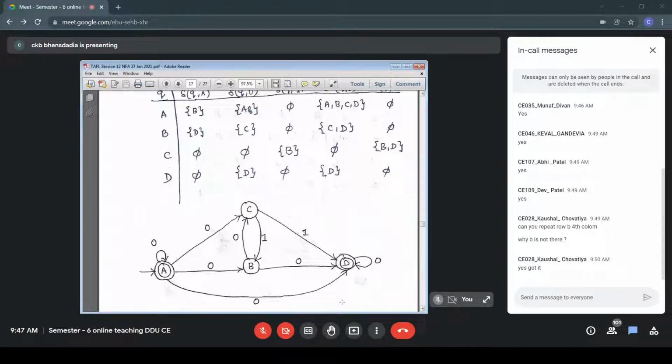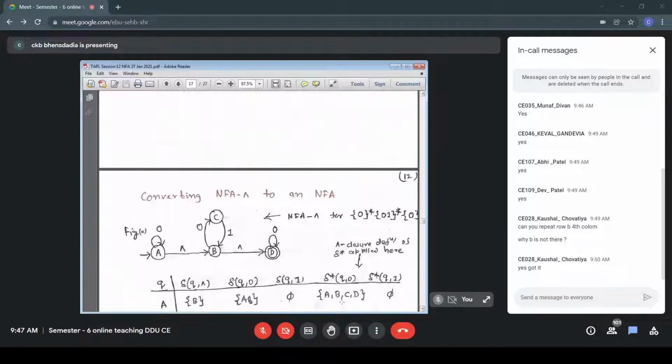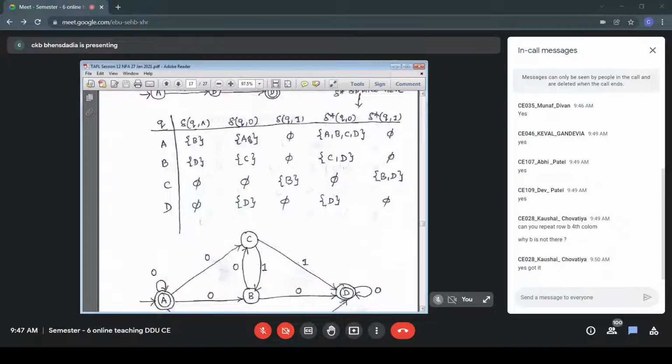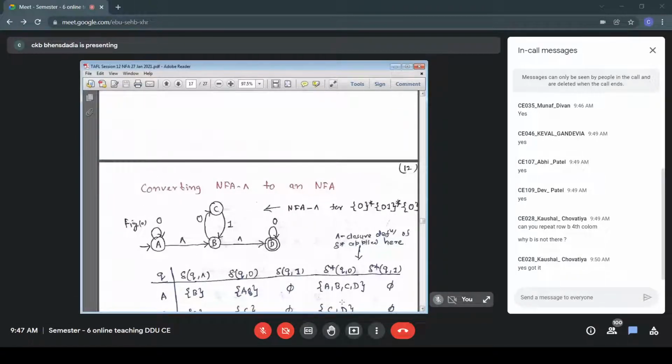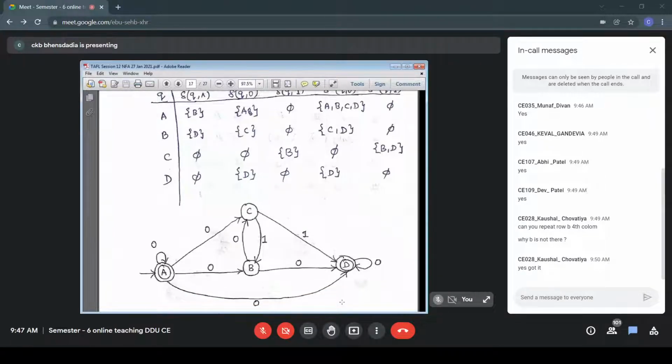Don't worry about the accepting state as of now. My initial state was A, remains A. Same structure, same number of states. Only difference is addition of the transitions. For example, A on 0, it is A, B, C, D. So you will see here, A on 0 is A itself, then it is B, also C, and this bottom link A to D on 0, that is A, B, C, D. So we need to add these transitions only.